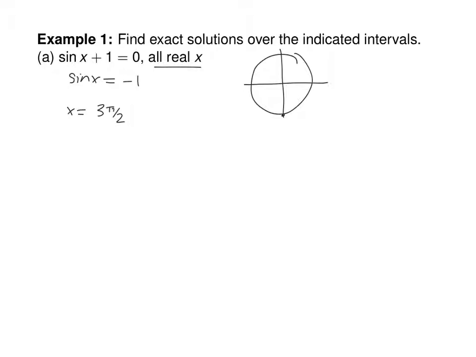Does it make sense that that's not the only answer? So you could have 3 pi over 2 plus 1 more rotation around the unit circle, right? Does that make sense? Plus 2 rotations around the unit circle. And the way you represent 1 rotation or 2 rotations or backwards rotations is you say plus 2 pi n, where n is an integer. So that's plugging in the numbers 1, 0, 1, 2, etc. All those numbers.